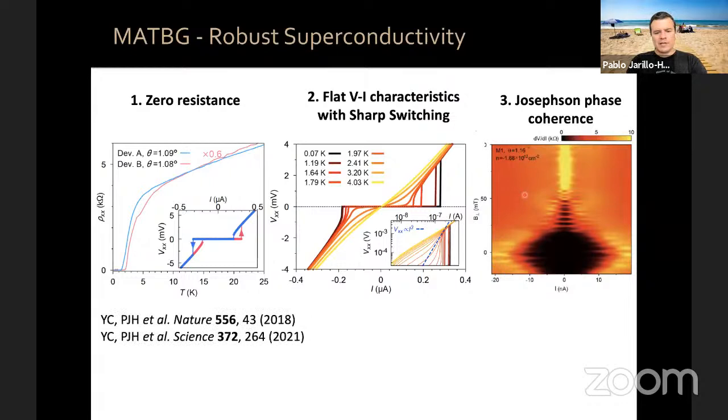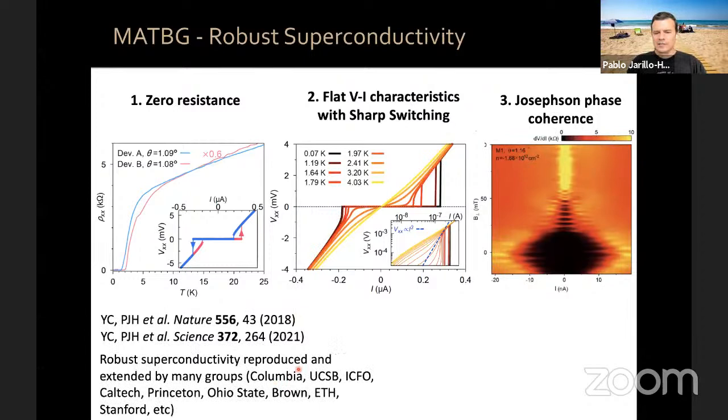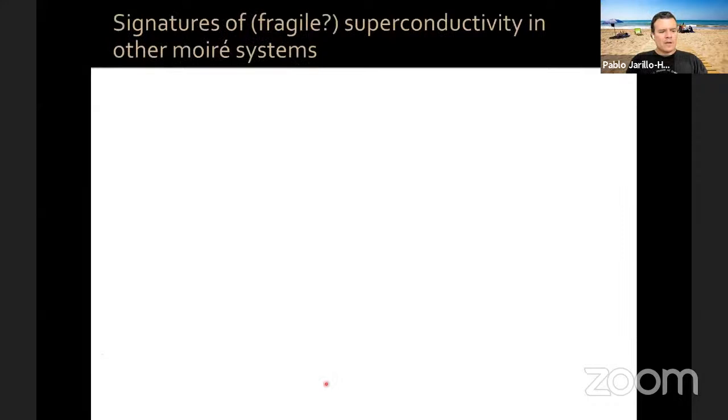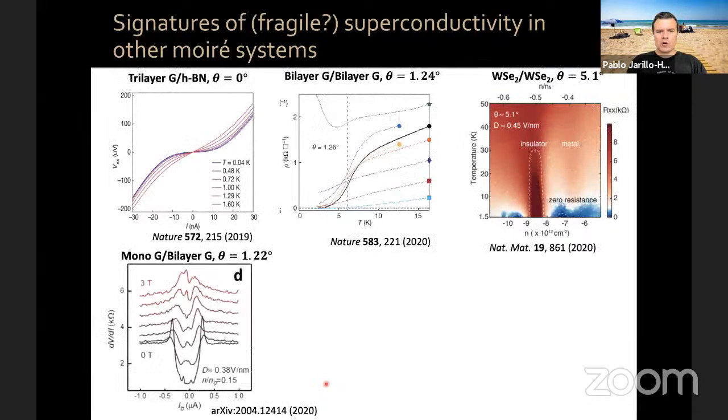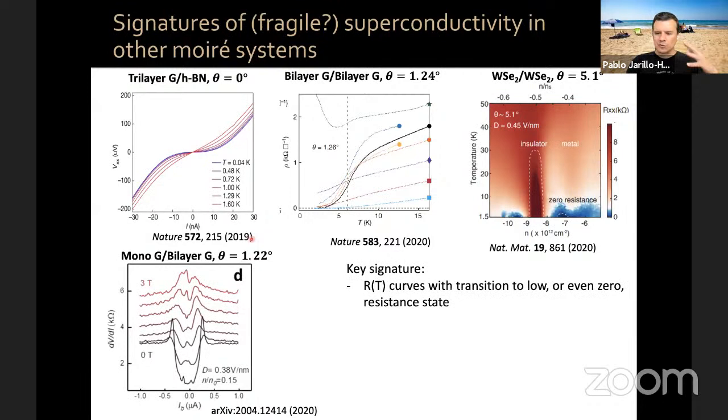I'm showing data from these papers here, but this robust superconductivity has been reproduced and extended by many groups nowadays. Now, this robust superconductivity is in contrast with signatures of what is perhaps fragile superconductivity, and some people don't even know for sure if this is superconductivity or not in many other Moiré systems. In all of these systems, trilayer graphene aligned to hBN, bilayer graphene twisted on top of bilayer graphene, twisted transition metal dichalcogenides, twisted monolayer-bilayer graphene, people have reported observations consistent with superconductivity. For example, resistivity versus temperature curves which go down at some point, have this knee type behavior, and sometimes even go to zero resistance.